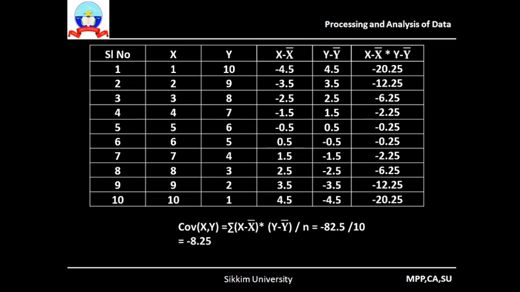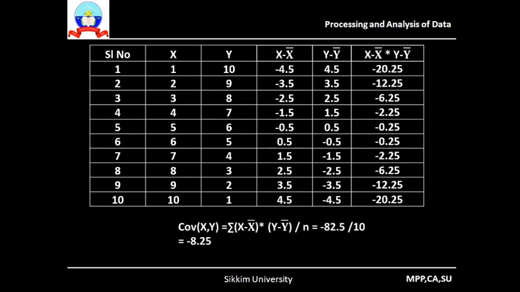So here I have taken 10 instances of x and 10 instances of y. So first we have determined the difference of the data points from mean of x. Then we have found out the differences of the data point in y from mean of y. Then we have found out the product of the differences. Eventually we have found out the sum of the differences, which is equal to minus 82.5 divided by the total number of instances, that is 10. So in this case covariance is equal to minus 8.25.